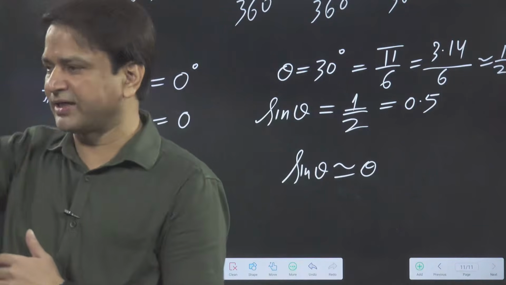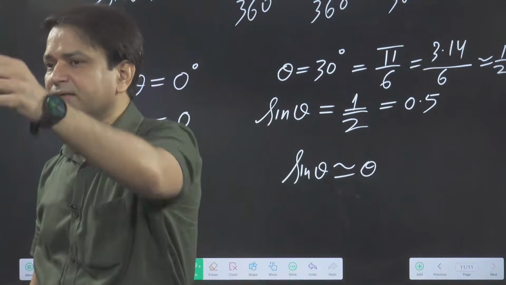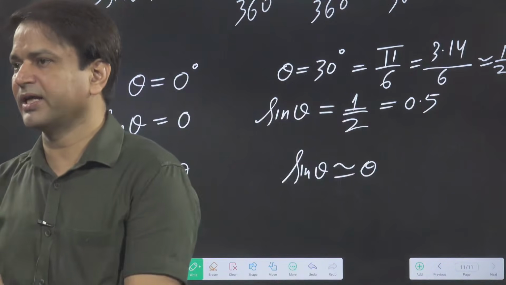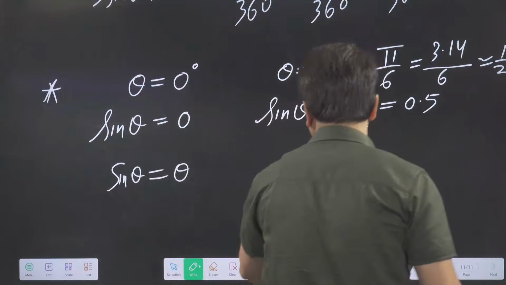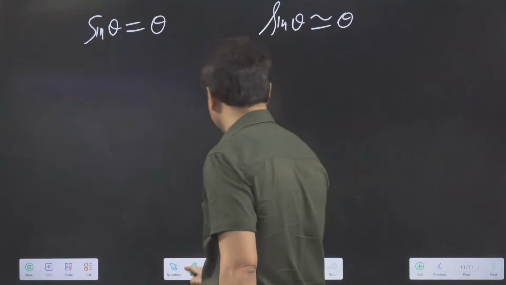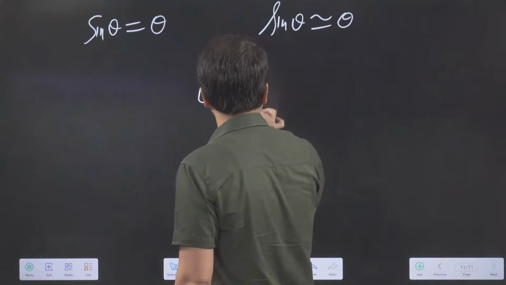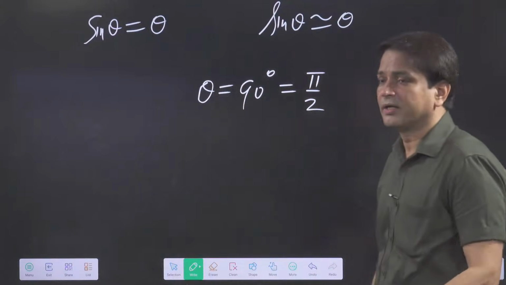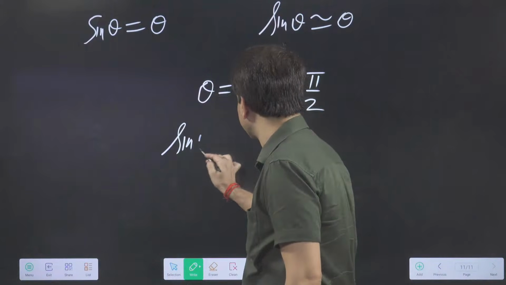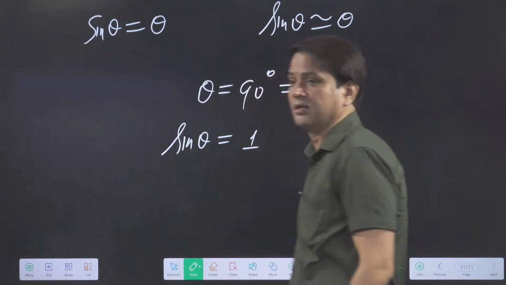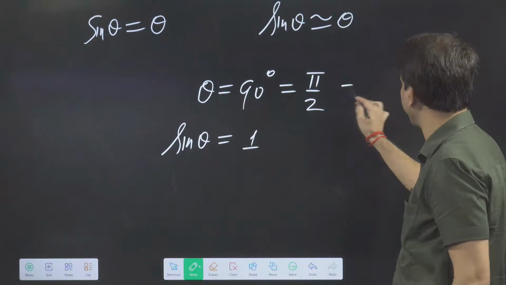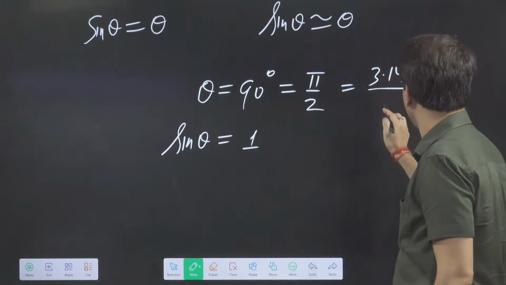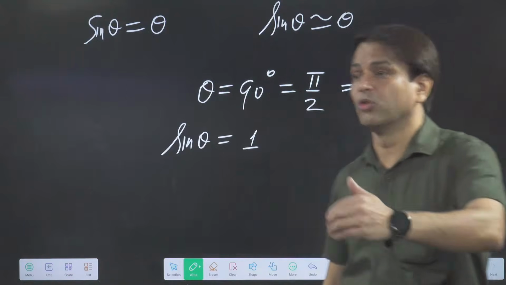Now go to 90. When you are going to 90, what is the sine 90? 90 degree means pi by 2. If theta I am taking 90 degree, the radian is pi by 2. Now sine theta, what will I get? Sine theta I will get 1. If I am saying theta, pi is 3.14 by 2, that is approximately 1.5, more than 1.5.